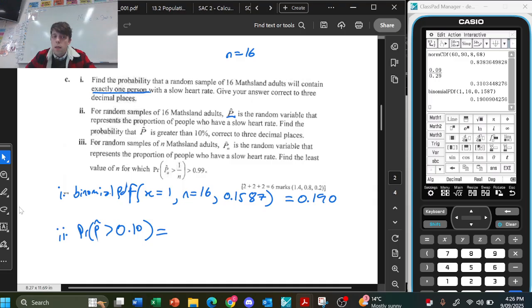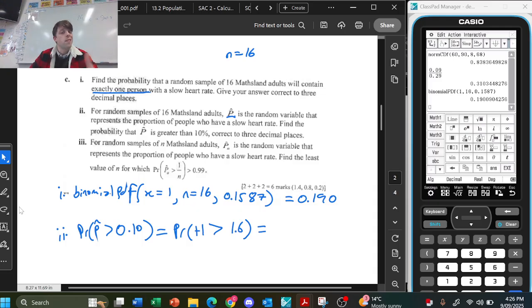Well, this here is the sample proportion. So if that is larger than 10%, well, our total sample is 16. So what we're trying to find out is the probability that H is greater than 10% of 16. Now, 10% of 16 is 1.6. So this is the same thing. We're just trying to work out the probability that the number of people with a slow heart rate is greater than 1.6.